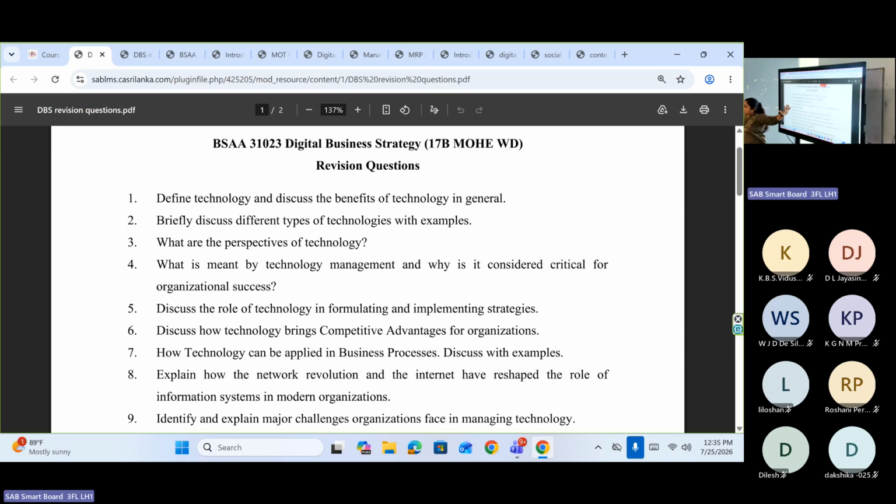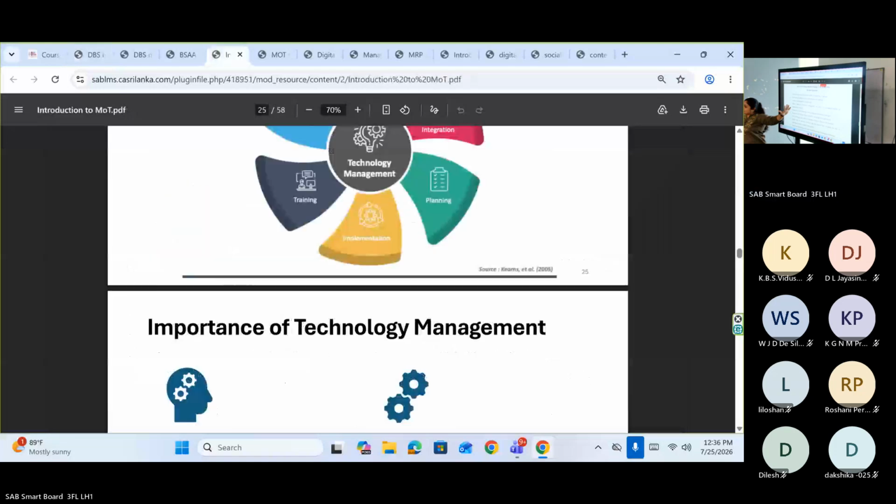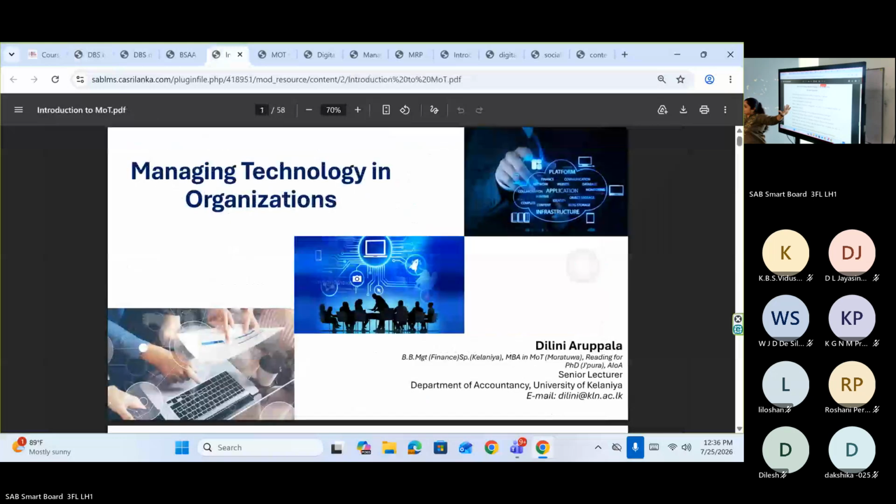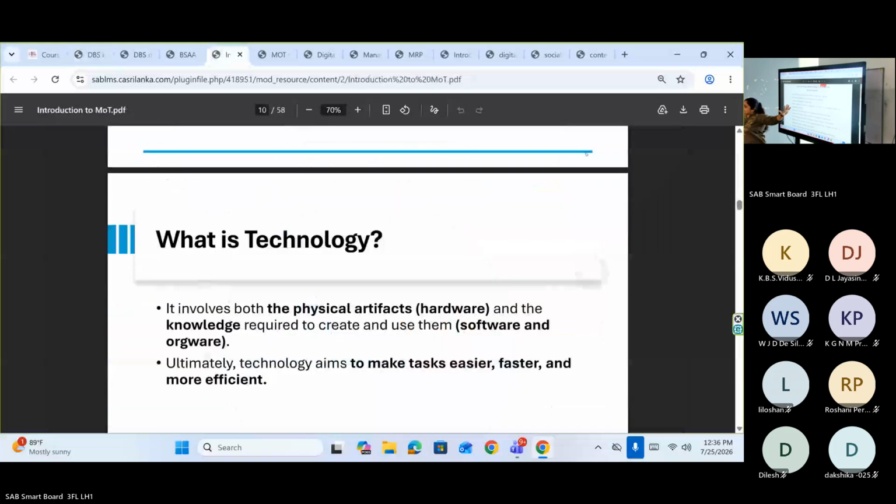And then, what are the perspectives of technology? In that slide, I have given you different perspectives of technology. Technology as, slide number 70. Yes, technology as a tool, technology as a transformer. So this slide number 70, perspectives of technology. So in different perspectives, we can see the technology. We use it as a tool, and this kind of knowledge that we use, and also this kind of empathy.